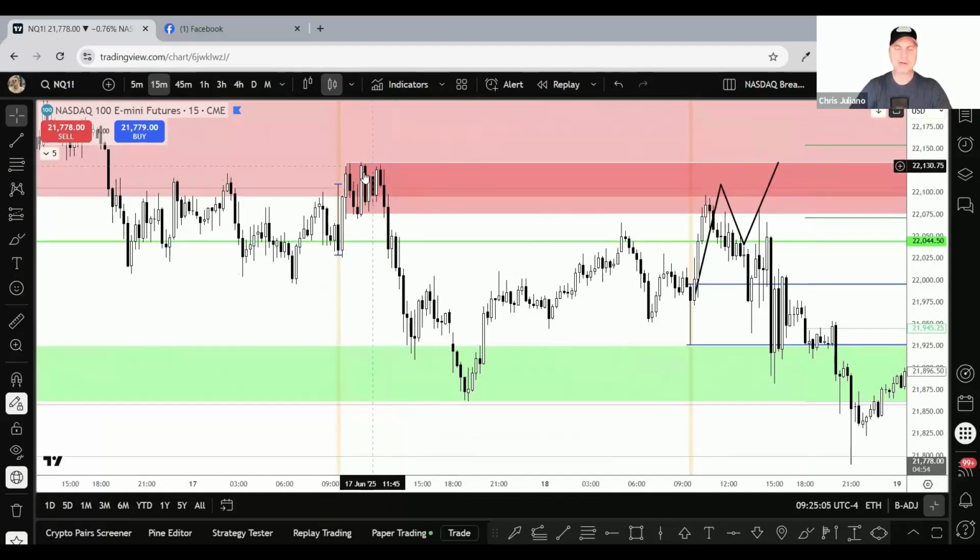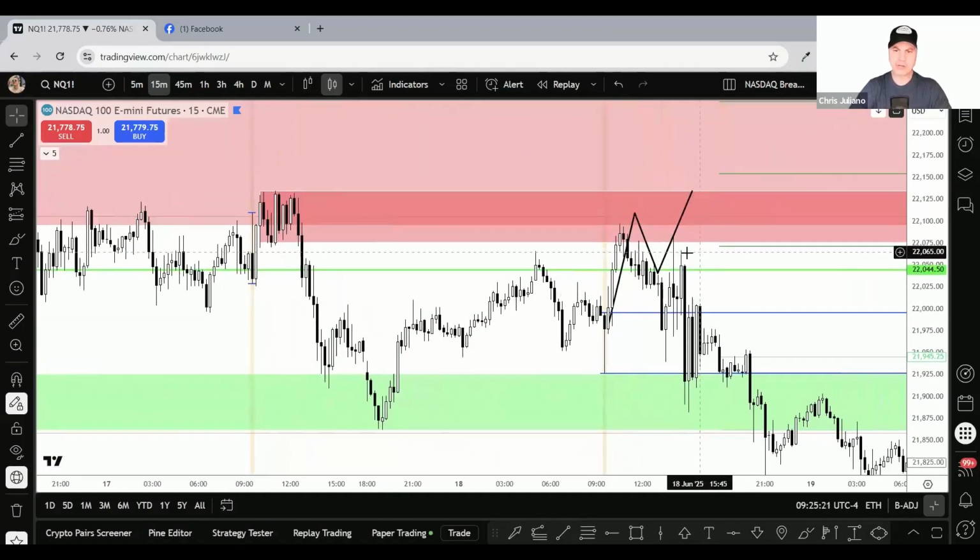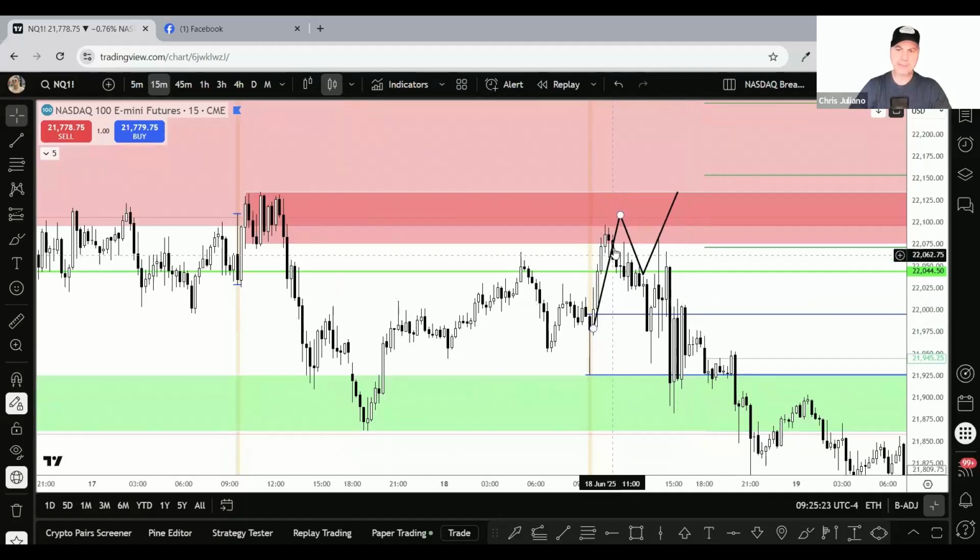You have this supply zone. This is a 15-minute supply zone. Price pulled back to the demand and just kind of went sideways here, right? We were bouncing back and forth. Look at what we drew here. We said if this breaks to the upside, hits the supply zone, and then pulls back to our opening range, it will make another move up.